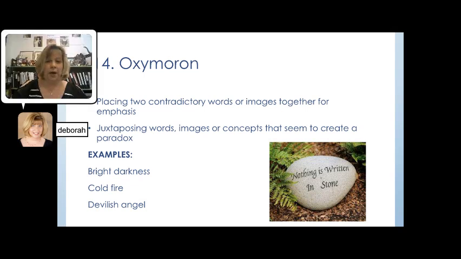An oxymoron is two opposites placed right next to each other that kind of sets up this paradox. How can both of these things be true? But again, it sets up that idea of juxtaposition of these two unlike things to kind of bring out and contrast, compare and contrast the characteristics of each one. And this could be things like bright darkness, cold fire, devilish angel.